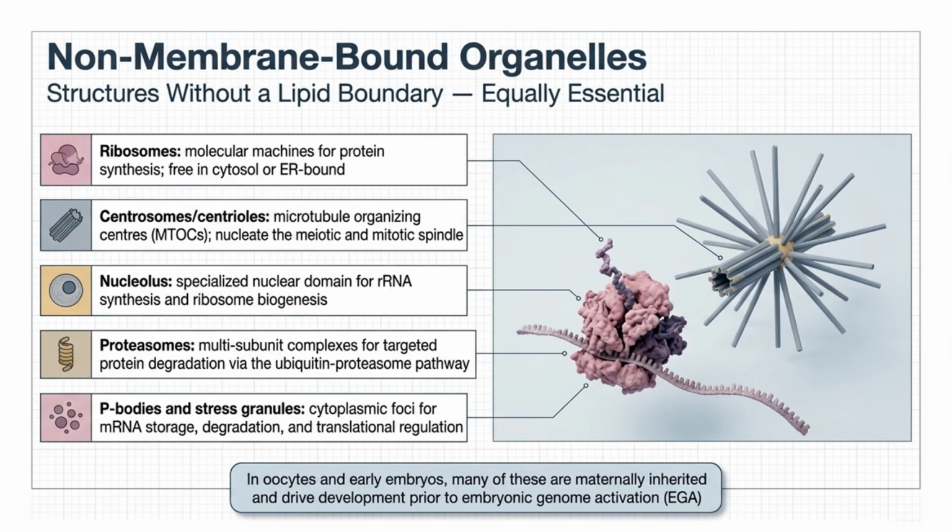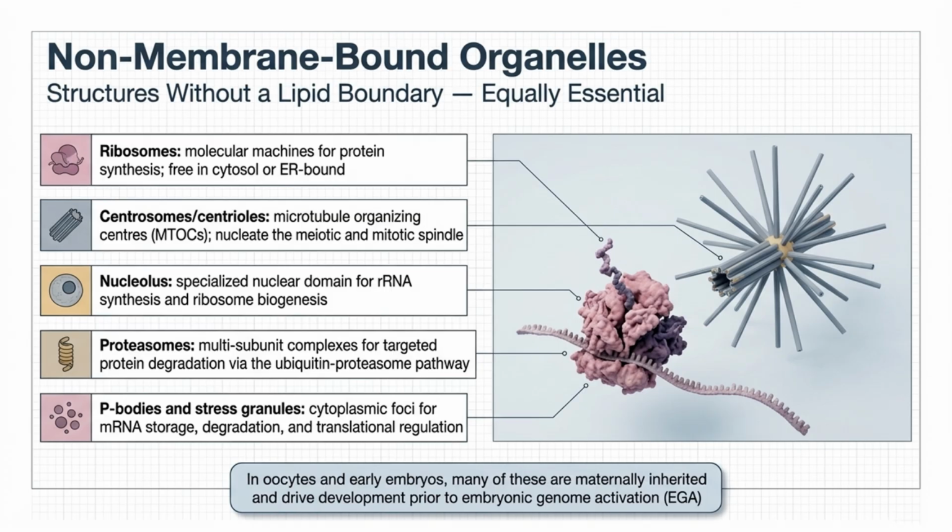Centrosomes are perhaps the most clinically relevant non-membrane-bound organelles in reproductive biology. These are the microtubule organizing centers, the structures that nucleate the spindle apparatus during cell division. In oocytes, the meiotic spindle is organized by an acentrosomal mechanism during maturation. However, after fertilization, the sperm-contributed centriole becomes the foundation for the first mitotic spindle in the zygote.